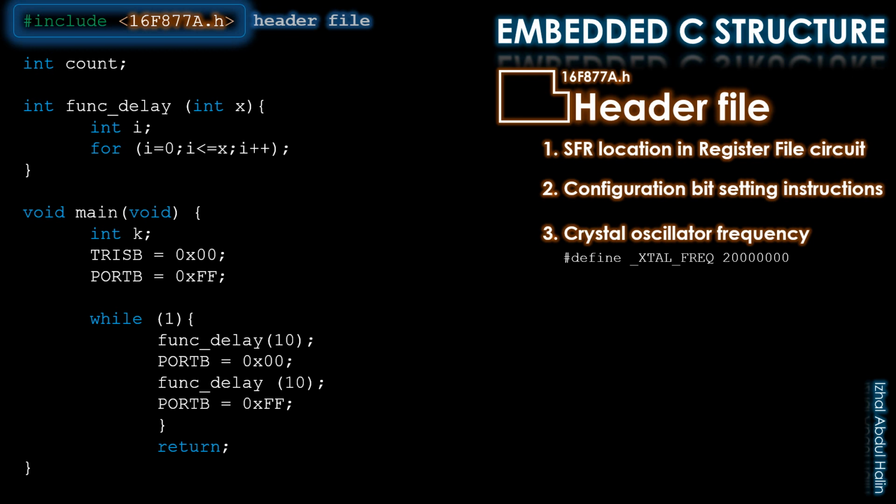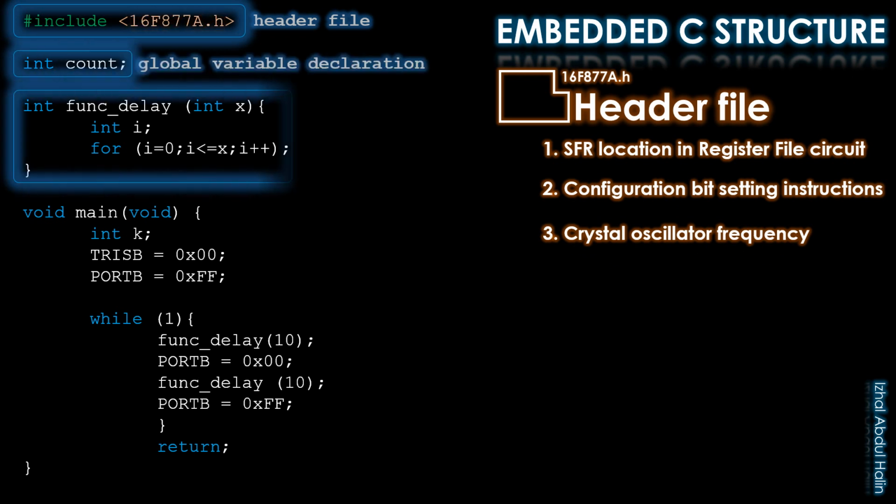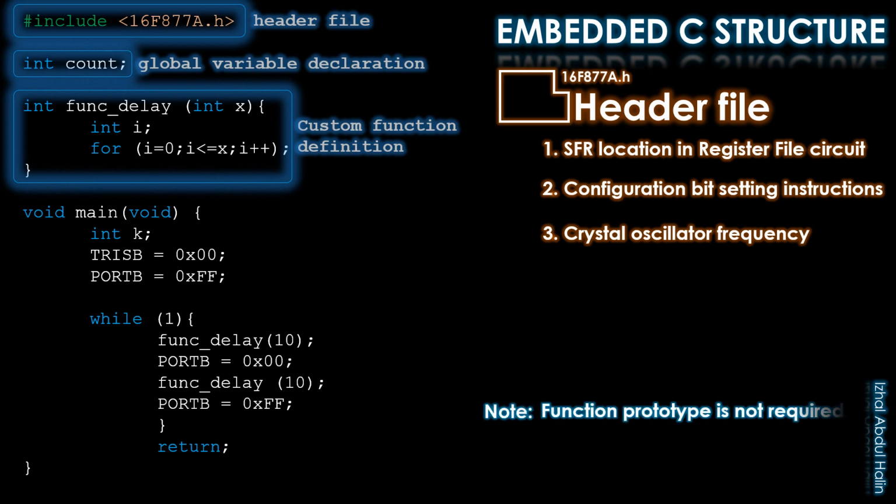Back to the structure. The next line is declaration of global variables used in your program. The following line is for customized functions that you have written. The difference in function declaration between C and embedded C is that in embedded C, a function prototype is not required. You just simply define only your function block. Cool.